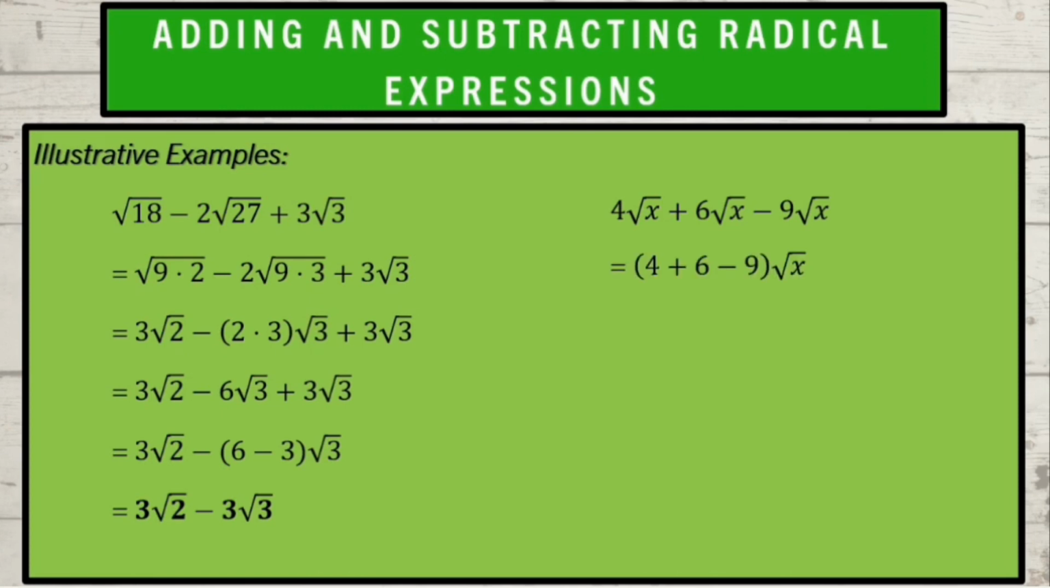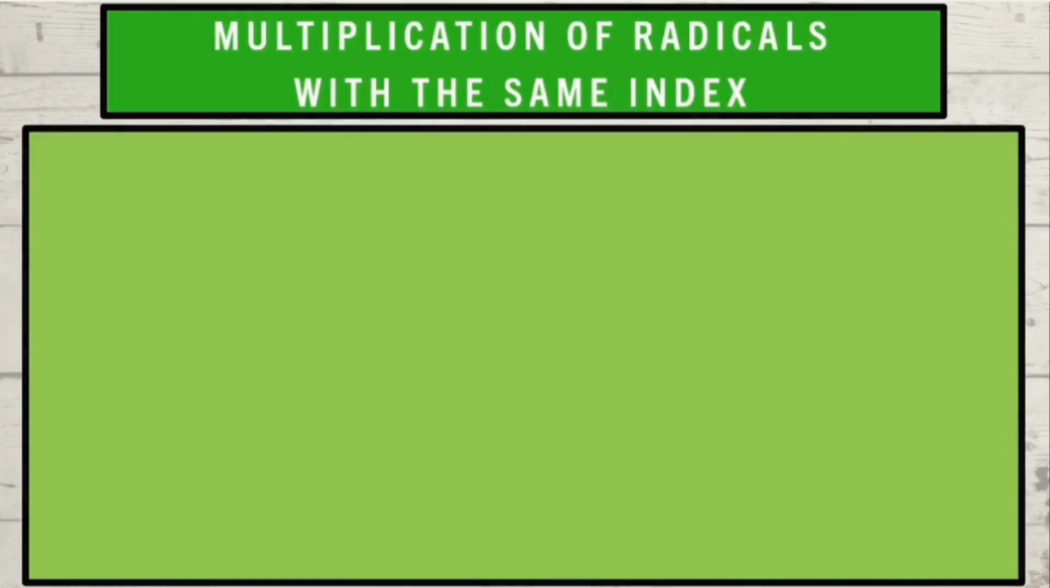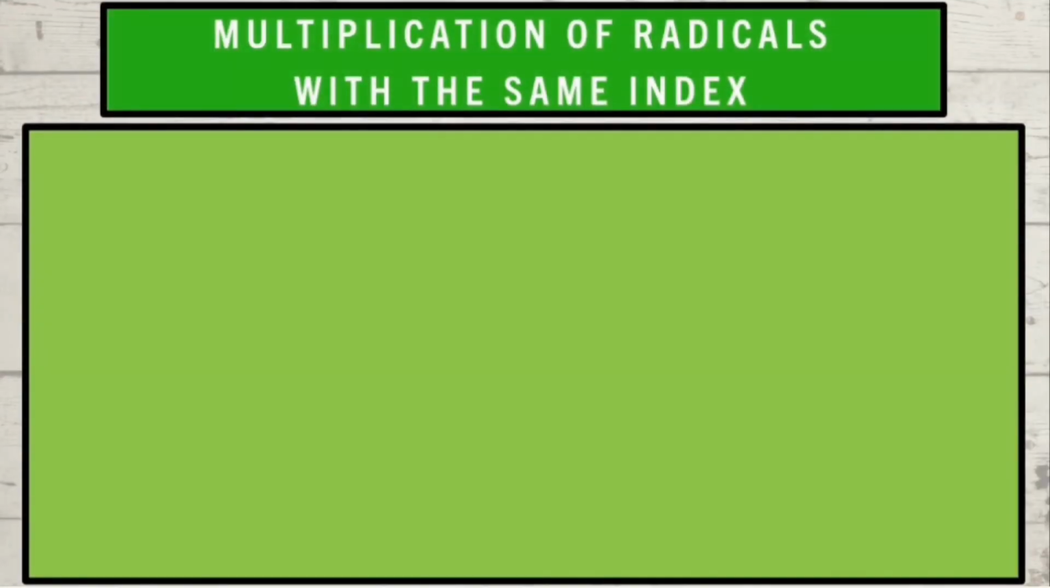Then we will have the quantity of 4 plus 6 minus 9, affixing their common radicals. The final answer now is square root of x. Let's now proceed to multiplication of radicals with the same index.